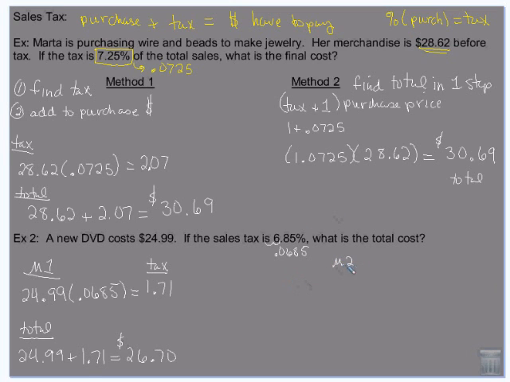Or I could do method 2, where I take that $24.99 and I multiply it by 1.0685, and I'll get $26.70 in 1 step.